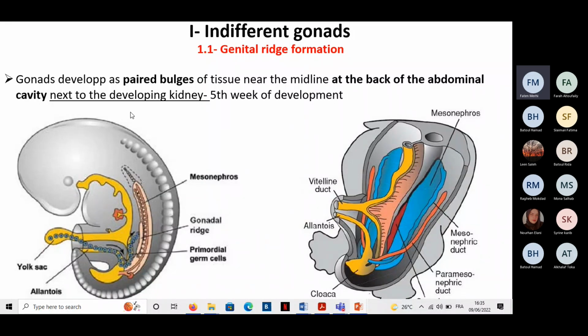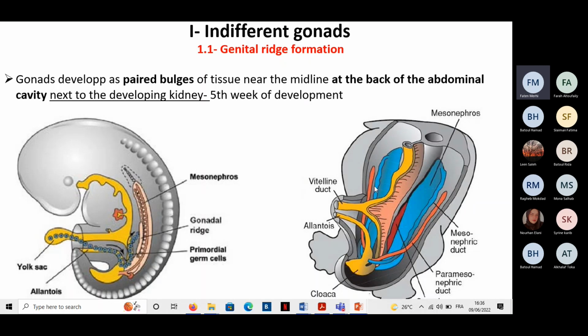So near the middle of the abdominal cavity, we will have them formed, and they will appear at the 5th week of development. Okay, so here we have also, this is the back. Those are the mesonephros kidney, so the primitive kidney. This is the primitive kidney that will disappear later.